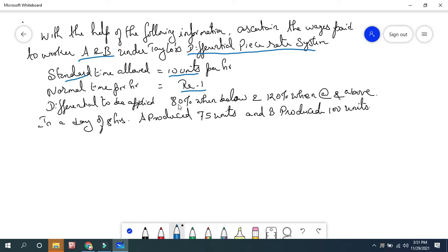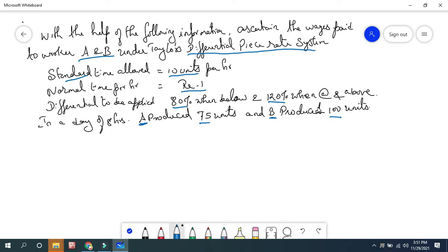Differential to be applied: 80% when it is below and 120% when it is above. There are two persons, A and B. A produced 75 units and B produced 100 units. Now we are supposed to know what is the standard output.